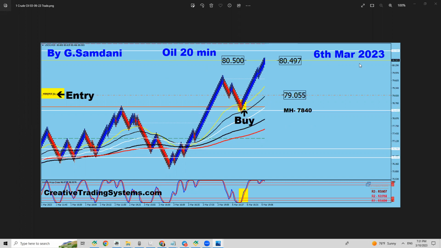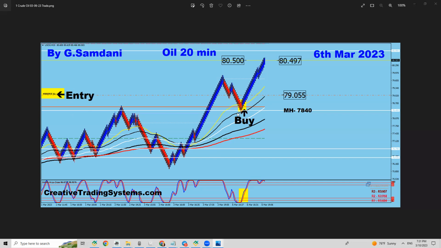The week started, and this is oil. You will see my setup is that the yellow line is above the black, and this indicator all the way down, turning to the upside, and then the price making a higher low, and the red candle turns blue. That's where the setup is complete, and then my alarm beeps, and I'll take the trade.